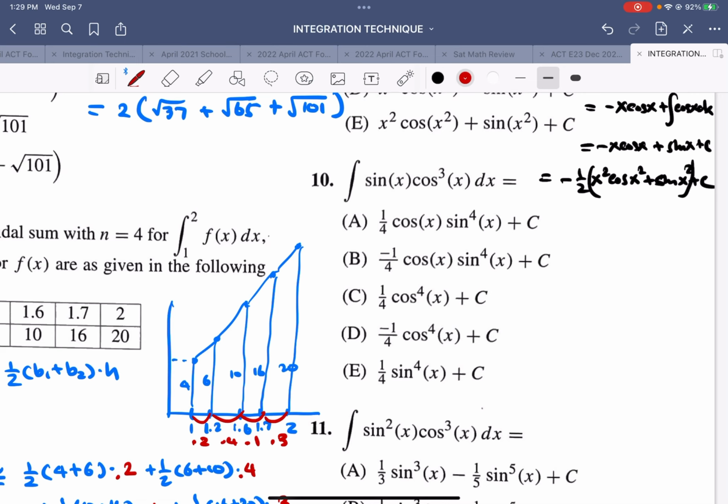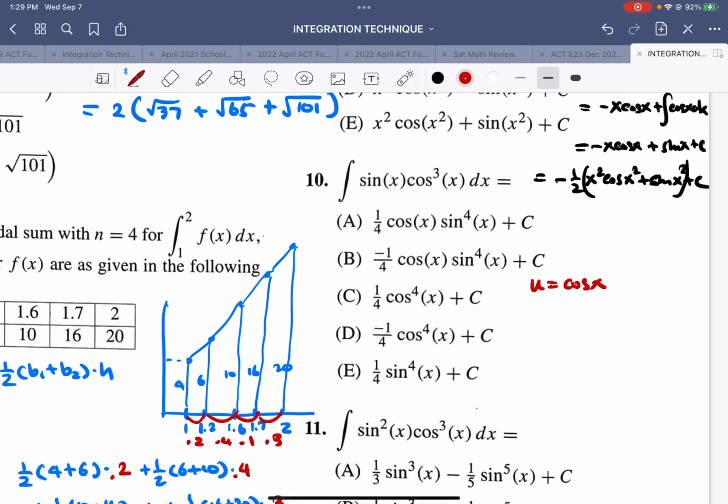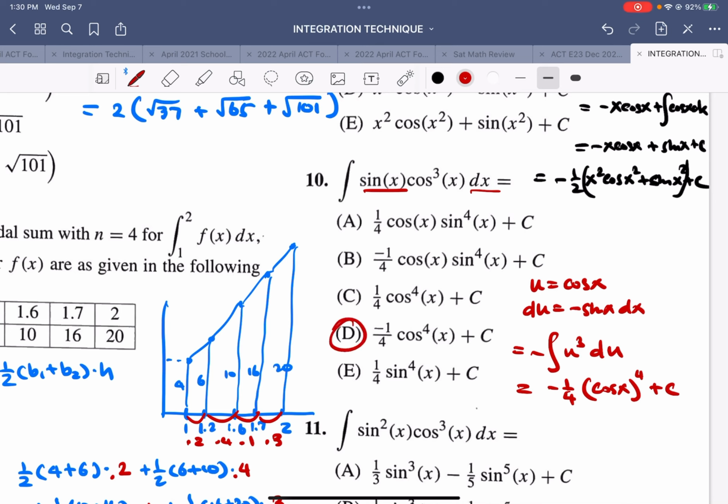Now from here, in this case I know if I make u equals cosine x, then du is negative sine x dx. So that equation converted to u cubed. Sine x dx is a negative du. So negative 1 over 4 u to the fourth, but cosine x I substitute back, fourth power plus c. Then answer D. Okay, that was a pretty easy u-substitution.